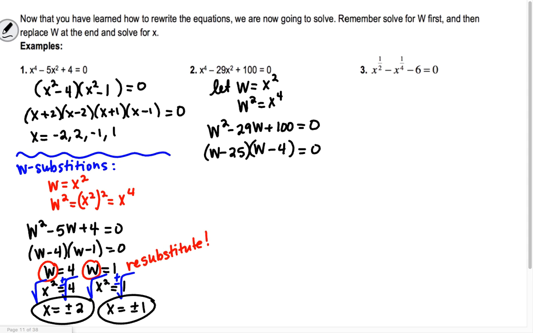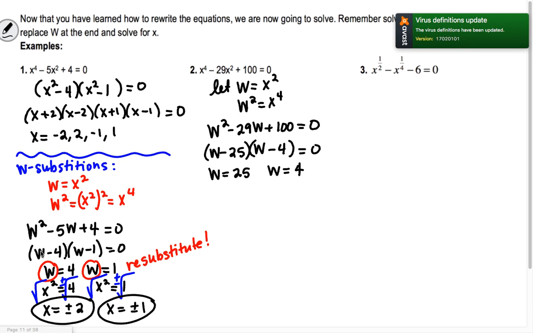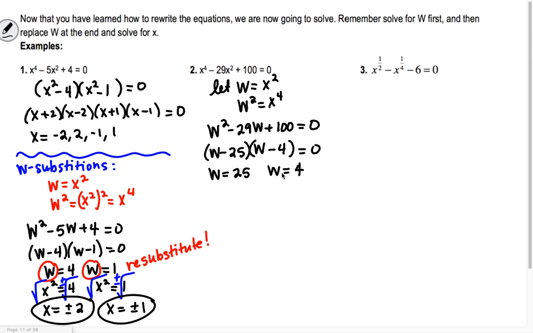All right, so I get w minus 25, w minus 4. So that allows me to solve for w. So our goal is to solve and get w by itself. We have w. Now we resubstitute. We're going to say, well, w is equal to x squared. So I have x squared is equal to 25, and x squared is equal to 4.